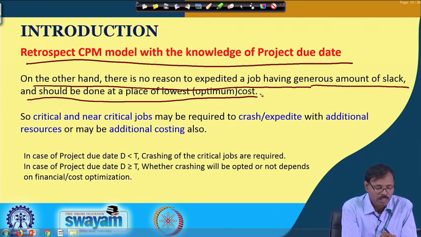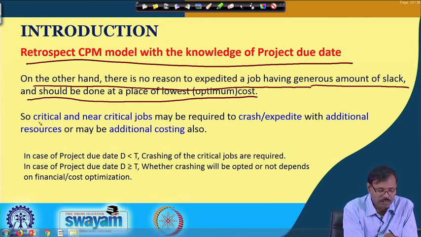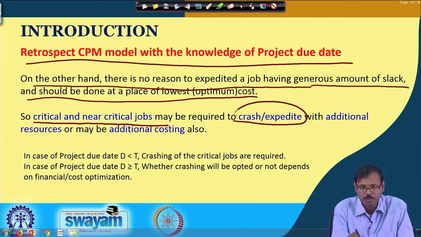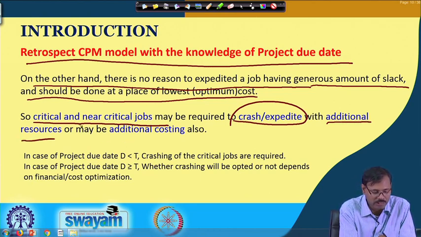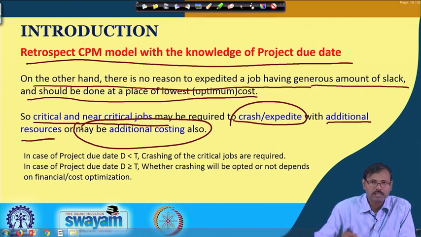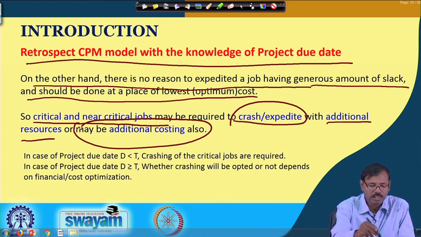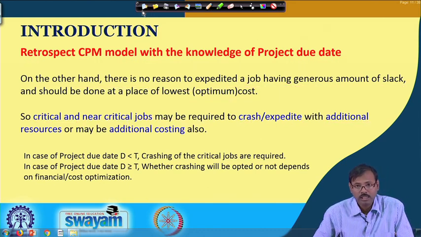So, to reduce the job path, it is understood that the critical and near critical jobs may be required to be crashed or expedited using additional resources, but additional resources mean additional cost to the organization. So, whether the crashing, that is the expediting of the job, has to be carried out or not is a financial decision, and the financial impact on the project must be calculated and the decision taken based on that.